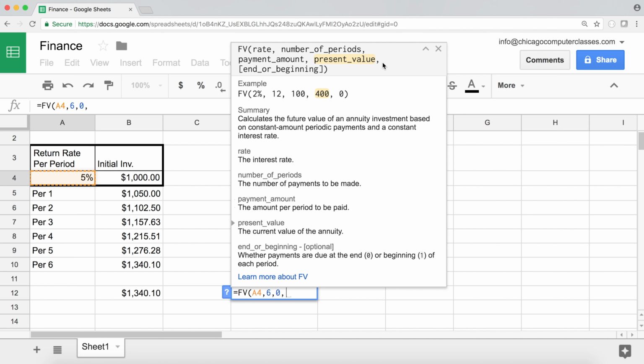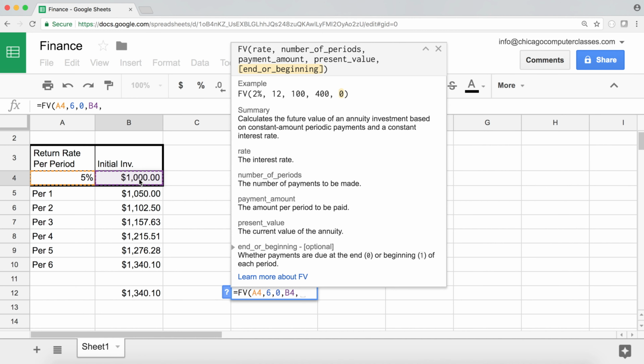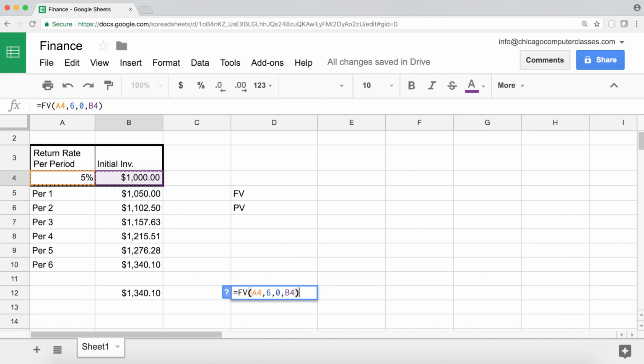And then present value. So present value is the current initial amount we have. So that's our investment amount, $1,000. So I'm going to click on that. B4, right? And finally, for now, I'm going to just skip that optional argument, close this, and hit enter. And we should get that $1,340.10. Now, you may notice that when I get this amount, I actually get it as a negative value.